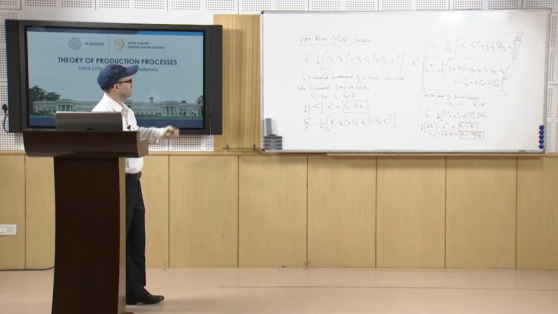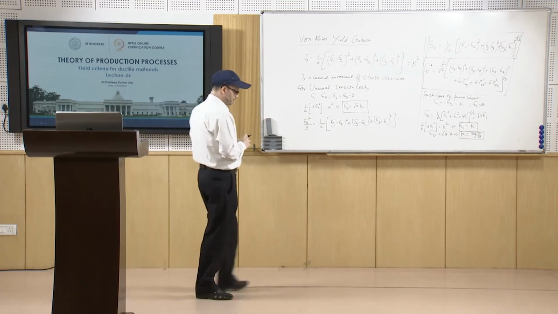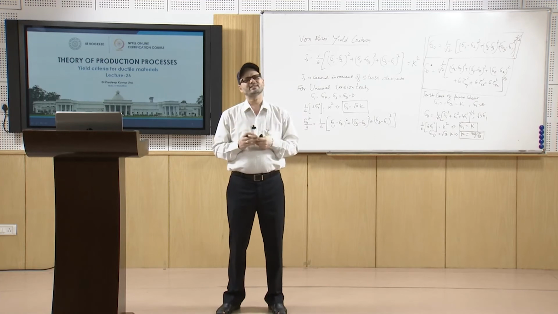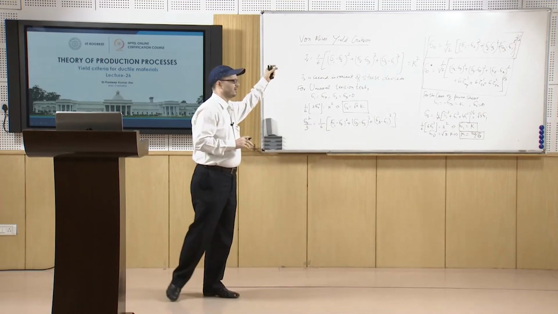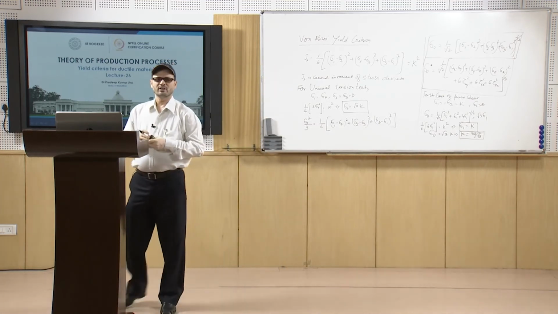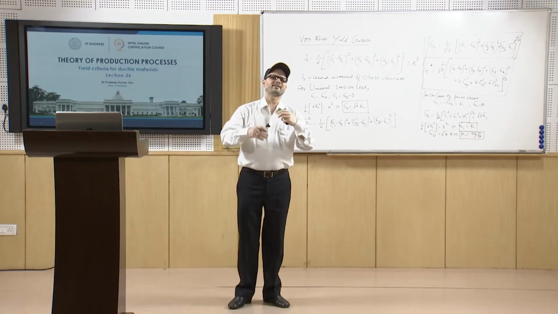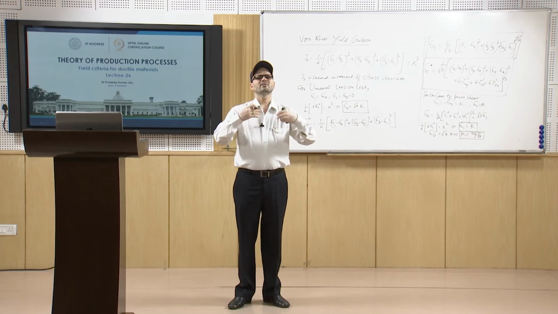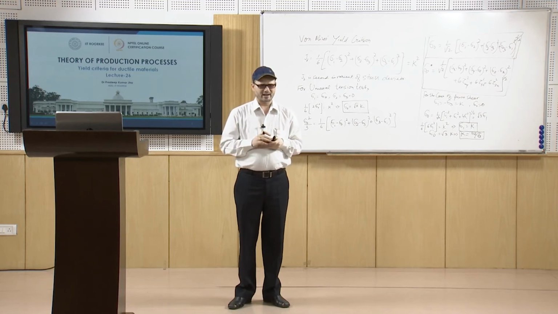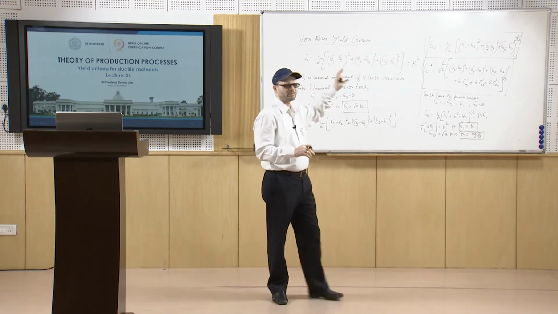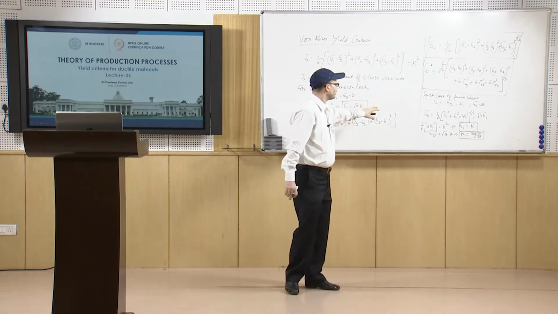So, it means yield stress in torsion will be lesser than yield stress in tension. This criterion tells that yield stress in torsion will be lesser than the yield stress in tension in that case. Now, we will deal with another criterion that is known as maximum shear stress or Tresca criterion.